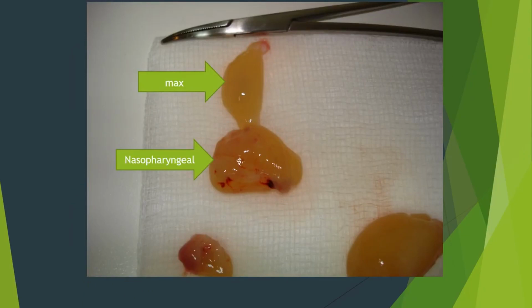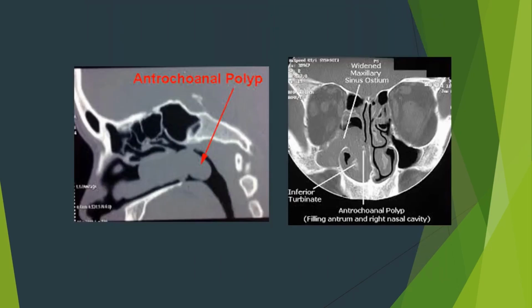Here is another antrochoanal polyp. After it has been removed, you can see the maxillary part and the nasopharyngeal part. Here is a CT scan showing the antrochoanal polyp. You can see on the left side how the polyp is coming from the nasal cavity, passing backwards to the nasopharynx. And on the right side, this is a coronal CT scan. You can see the maxillary sinus polyp going out through its ostium to the nasal cavity.